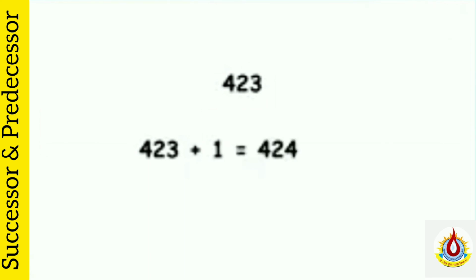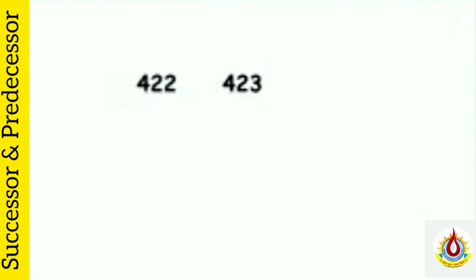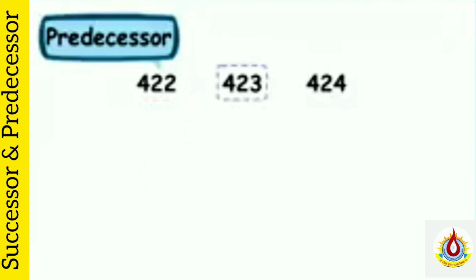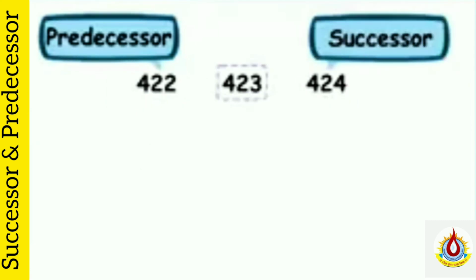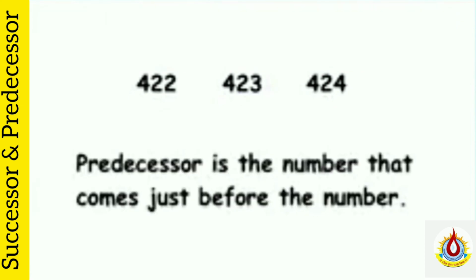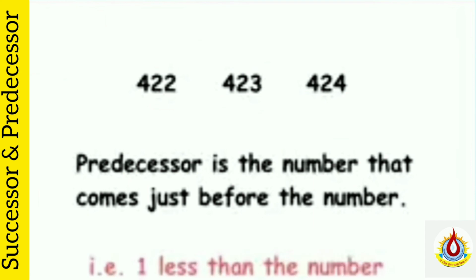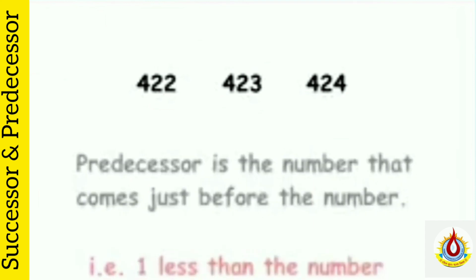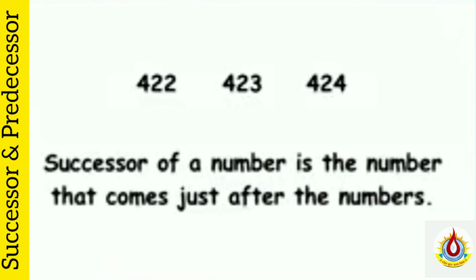So, in numbers 422, 423 and 424, 422 is the predecessor and 424 is the successor. The predecessor is the number that comes just before the number, that is 1 less than the number. The successor of a number is the number that comes just after the number, that is 1 more than the number.